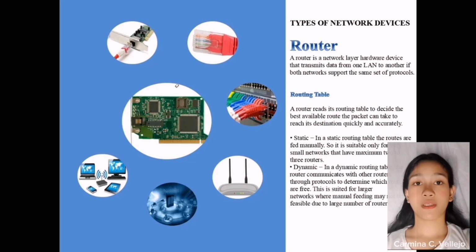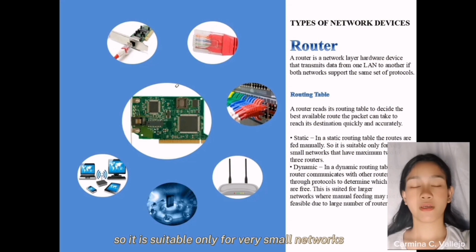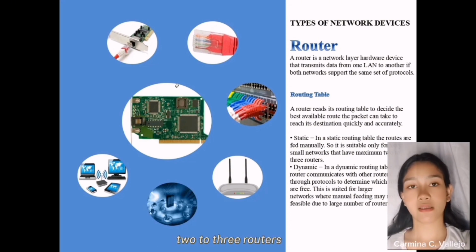Routing table. A router reads its routing table to decide the best available route the packet can take to reach its destination quickly and accurately. The routing table may be of two types. One is static. In a static routing table, the routes are fed manually, so it is suitable only for very small networks that have a maximum of 2 to 3 routers.